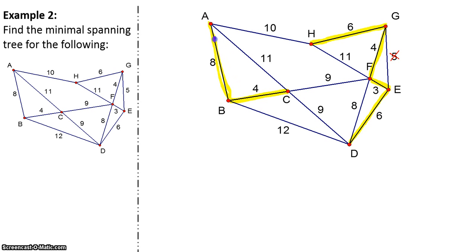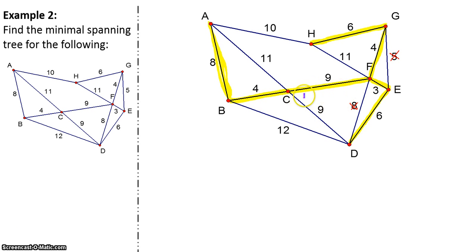And then this 8 though, however, we would not build because that would create a circuit. So we're going to get rid of that one. So get rid of that 8. Can we build this 9? Yep, we can build that 9. So I'll build this 9.